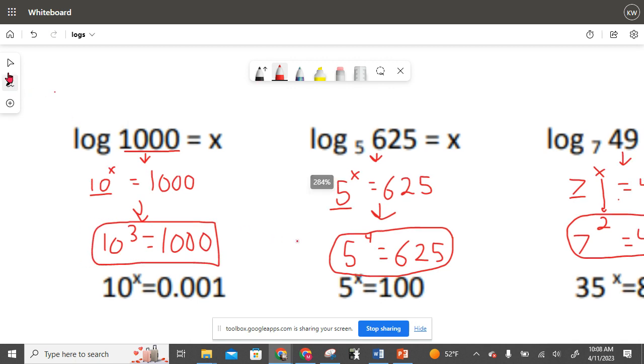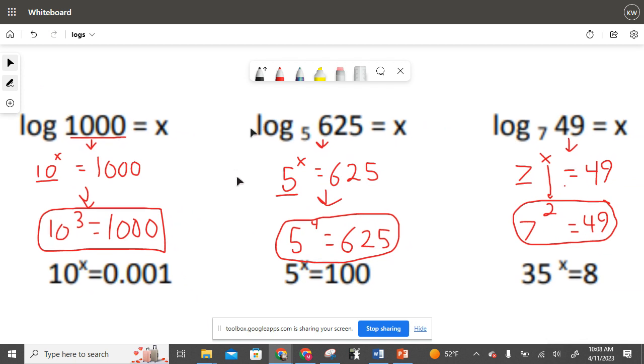So sometimes they'll give it to you in log form, like how they do in the top row here. What if they give it to you in exponential form? Exponential form going into log form, you just have to know what things will go where. Whatever your base is, that's always going to be your small number next to log. Your answer is always the big number next to the log. And whatever your power is, what it equals.